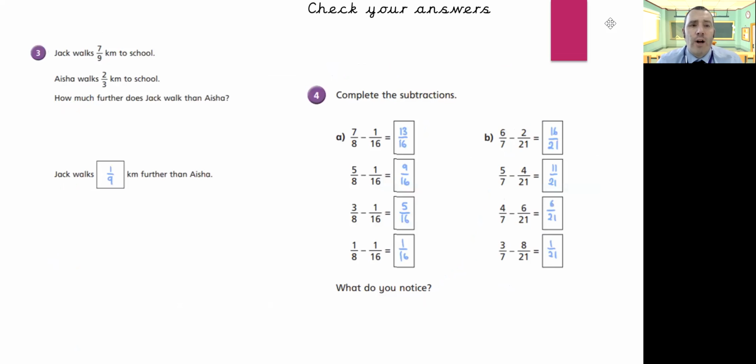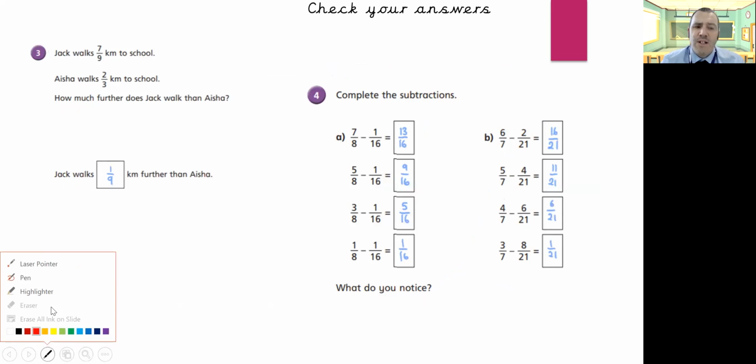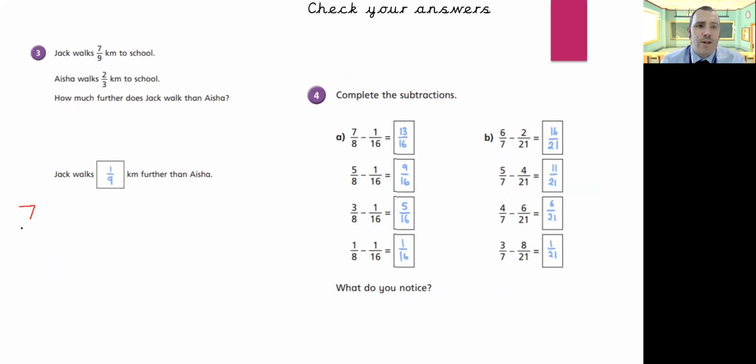Okay, questions 3 and question 4. So question 3, this is a bit of a sneaky one, so we'll go through it together. What it's asking is how much further does Jack walk than Aisha? So to work that out, it's asking me to solve 7/9 take away 2/3.